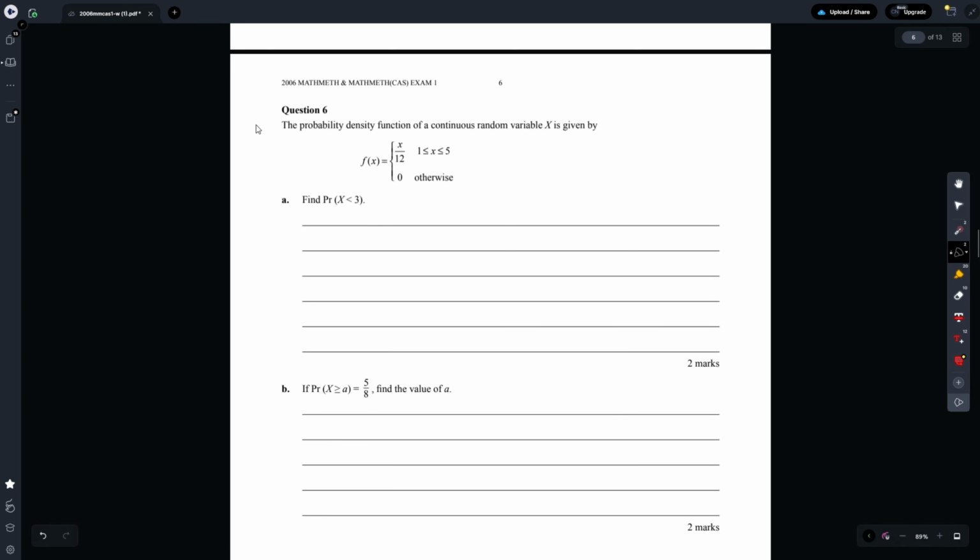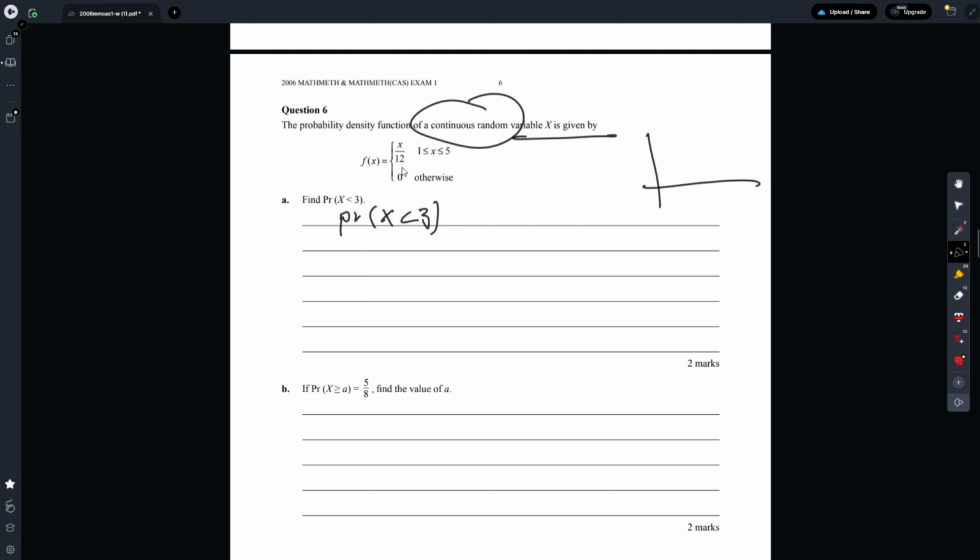The probability density function of a continuous random variable x is given by this. Find the probability that x is less than 3. Okay, so typically for any continuous random variable question, you would have to integrate. One rule you have to remember is that the integral of the given function from 1 to 5 is equal to 1. The area from 1 to 5 is equal to 1. Let's see what this graph would actually look like. If we do a rough sketch, that's 5, 5 on 12, 1, 1 on 12, and then we have these 2 lines. So what it's saying is that this area underneath from 1 to 5 is just 1.